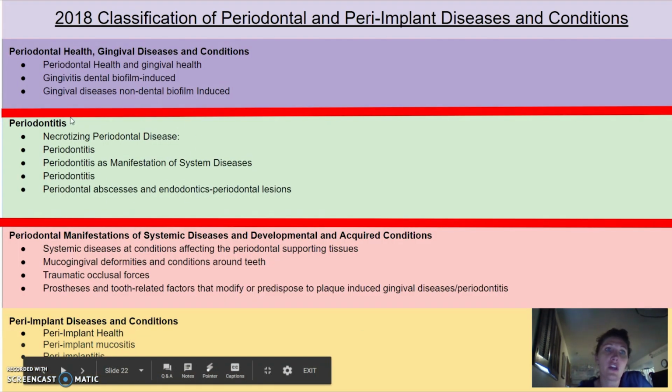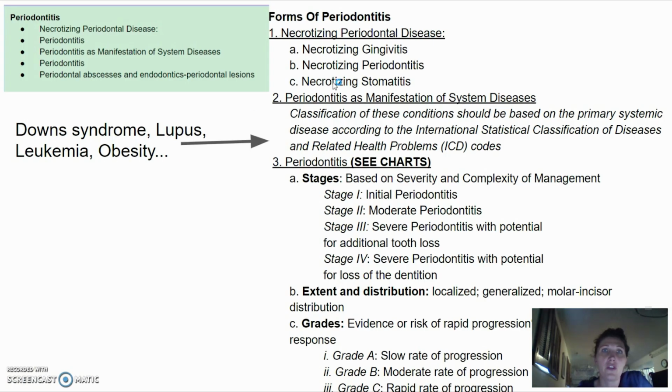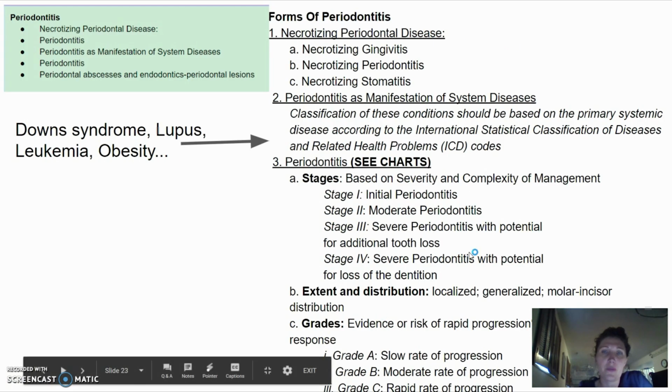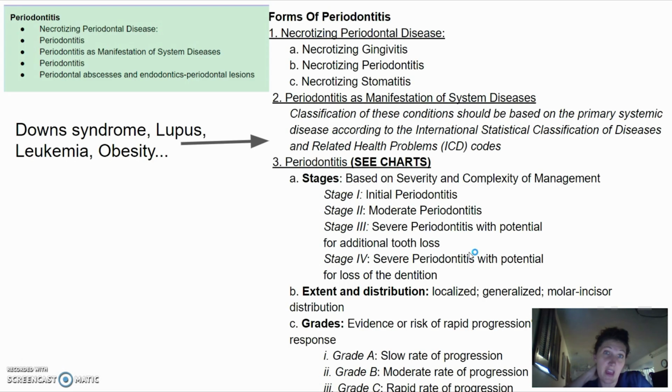This is the section that changed the most, the periodontitis section. So these are the descriptions, and these descriptions are ones that I pulled from the actual documents. They're not really written anywhere nice and easy for everyone to see, but I had to go through and pull them out of the documents.